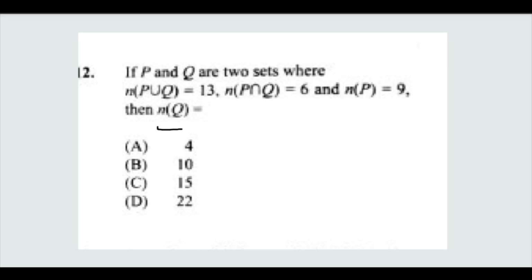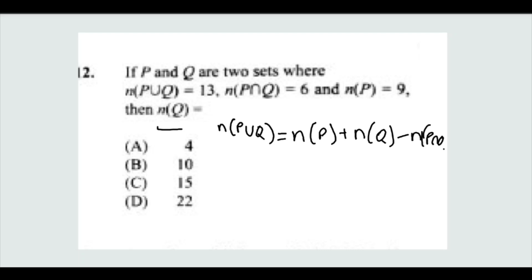Alright, so we know the formula. When dealing with sets, the formula to find the number of elements is: the number of elements in P union Q is equal to the number of elements in P plus the number of elements in Q, subtract the number of elements in P intersect Q. Hopefully that will fit right there. This is a Q, right?